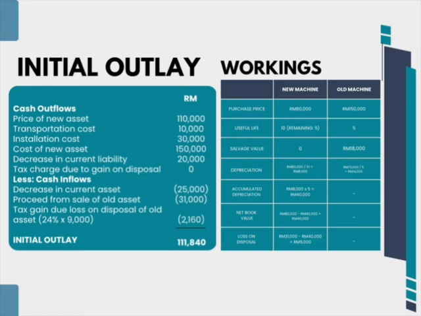Next, the cash inflows consist of a decrease in current asset of 25,000 ringgit and the sale of the old machine for 31,000 ringgit. Since the old machine is sold at a loss of 9,000 ringgit, a tax saving of 2,160 ringgit arises. After offsetting the inflows against the outflows, the initial outlay is 111,840 ringgit. In the workings, the new machine is depreciated at 8,000 ringgit per year, while the old machine has a loss on disposal of 9,000 ringgit, which explains the tax benefits. Let's conclude the explanation of the initial outlay.